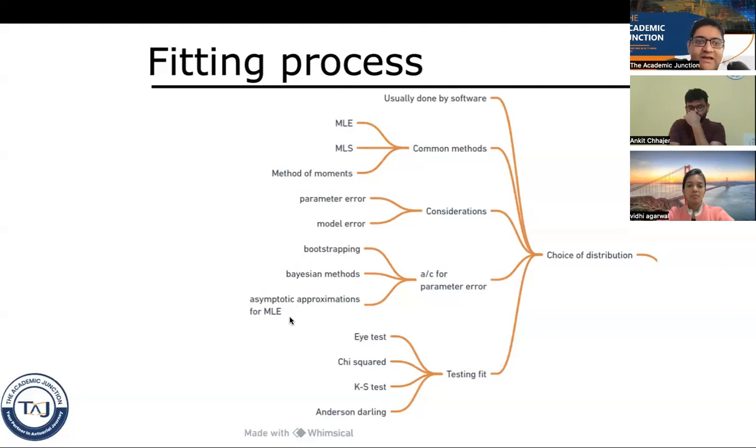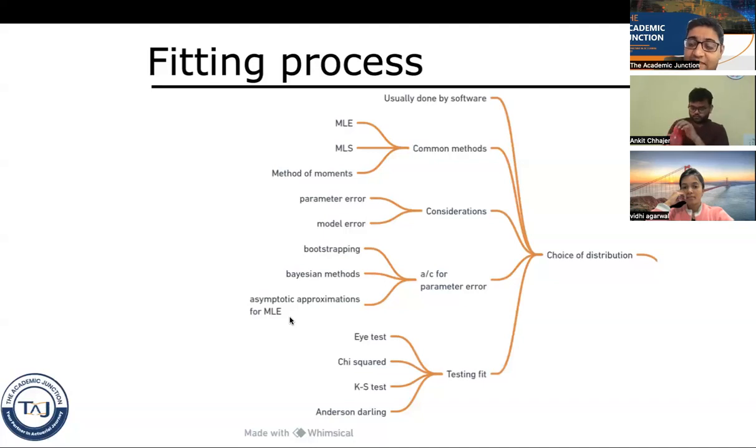There's a method called bootstrapping. There's a method to asymptotically approximate MLE and things like that, right? And Bayesian methods which are there. If you're interested, reach out to me separately, and we can have a detailed discussion about how these are accounted for. But these are more, in my opinion, in the realm of computing rather than actuarial science. Strictly speaking, I would be very surprised if this kind of question gets asked. So I would not bother about this particular thing. I would just know what these are and leave it at that.